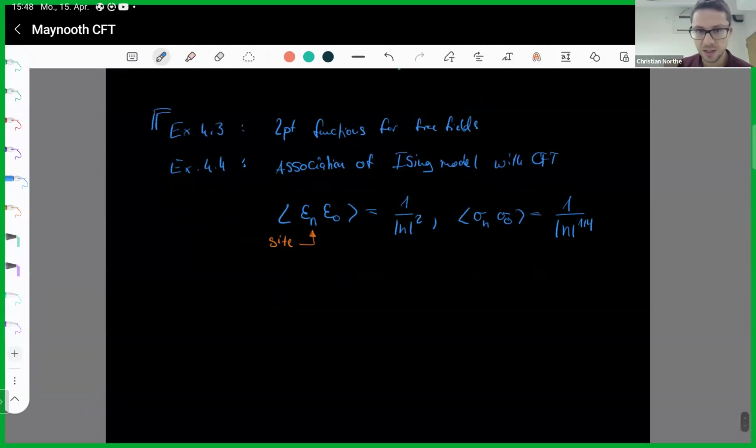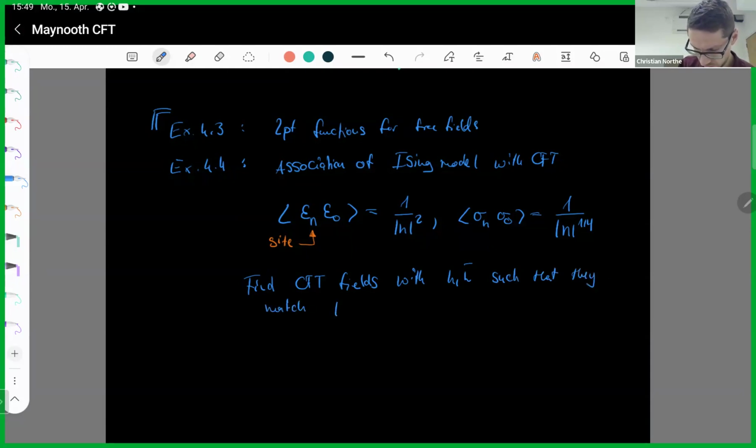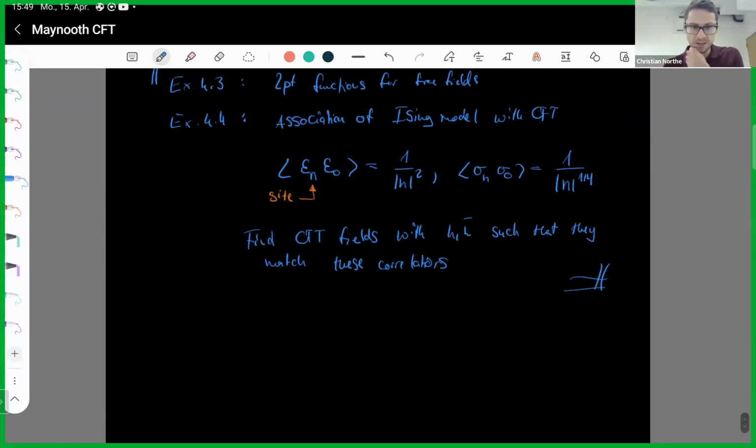And there exists a CFT. So now what I'm asking you is to find CFT fields with h and h bar such that they match these correlators. So this is a very simple exercise. I just want you to think a bit about 2-point functions. That's it. It's not a Herculean task.